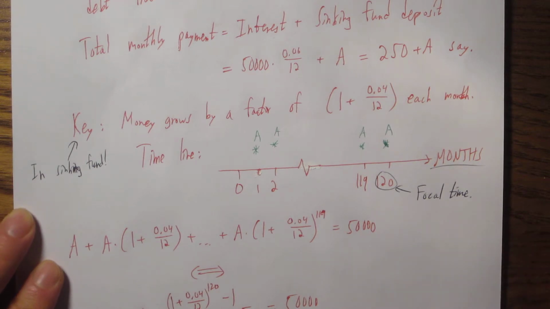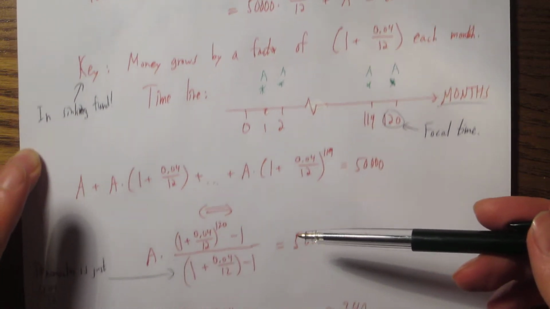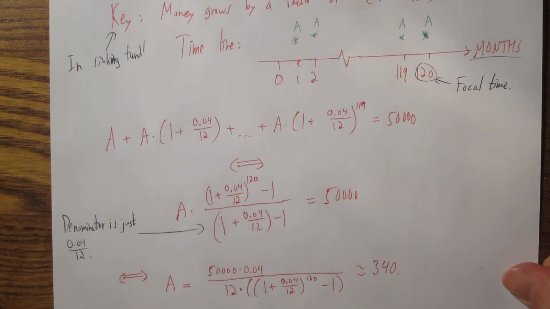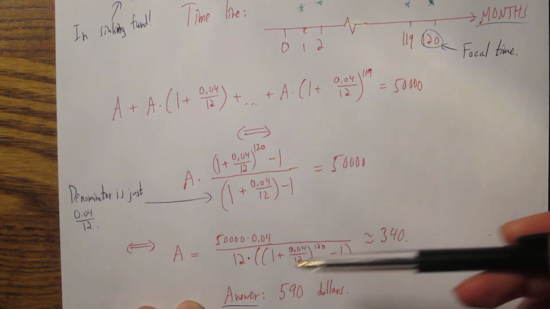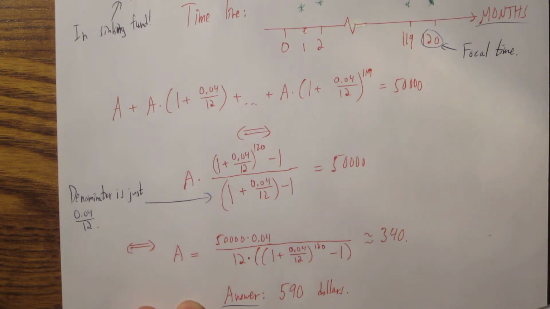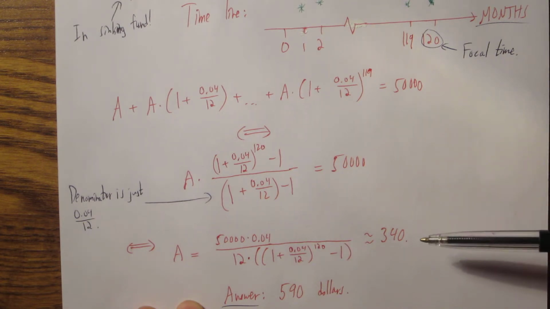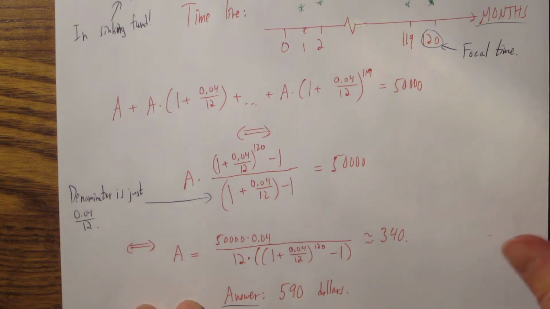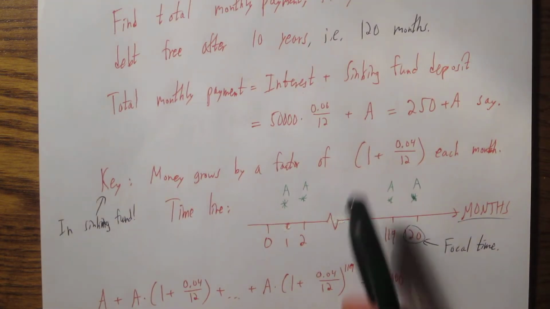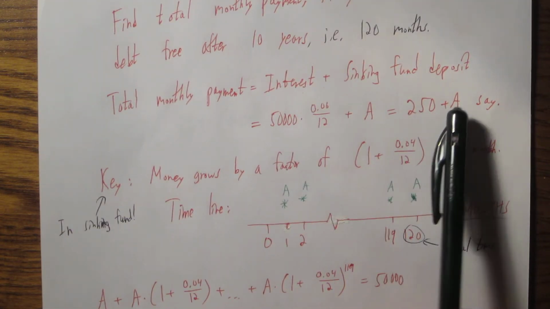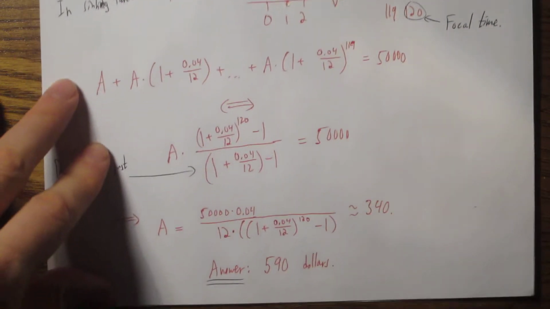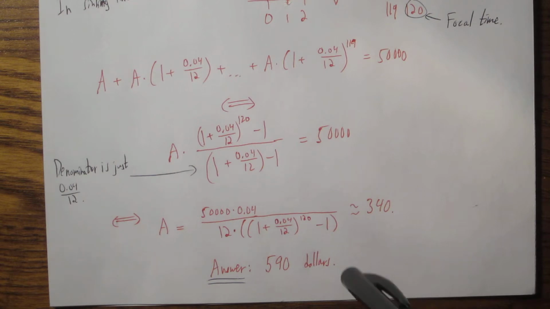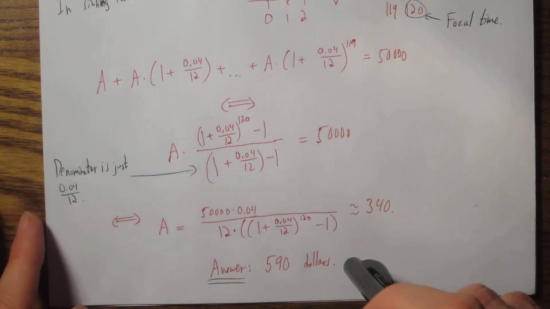The left hand side is a geometric series. You apply the formula for a finite geometric series, and you just simplify stuff, make A alone, then you use a calculator. You get about 340. So each month you pay about $250 in interest and approximately $340 into the sinking fund. So in total you pay $590 or so, and you state an answer.